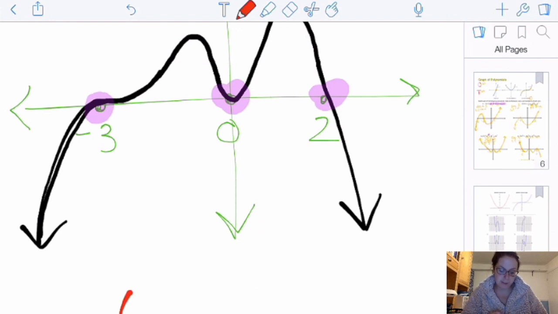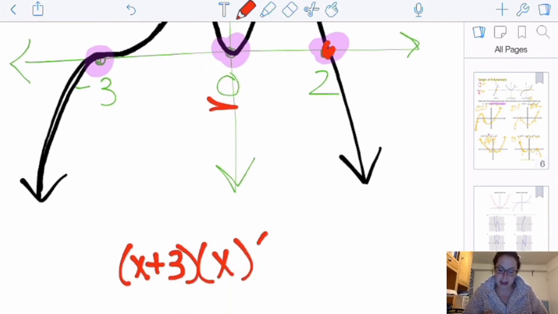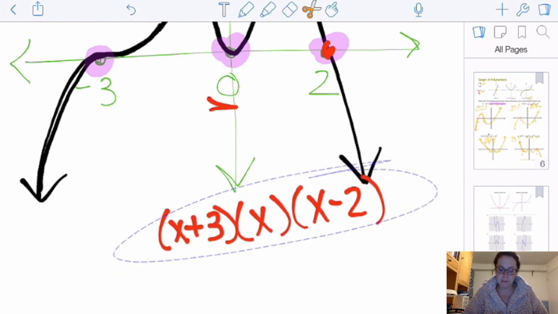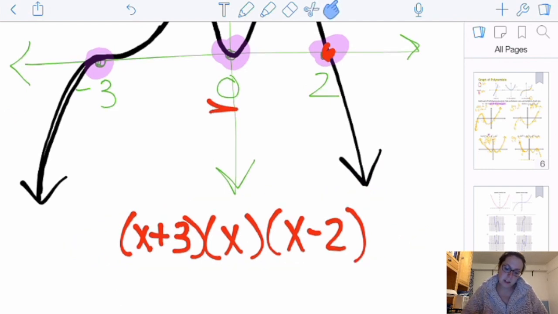So this first factor will be x plus 3. This middle one would be just x, or you could do x minus 0. This one would be x minus 2. So I know that those are all going to be factors. Okay? I know those are going to be factors.